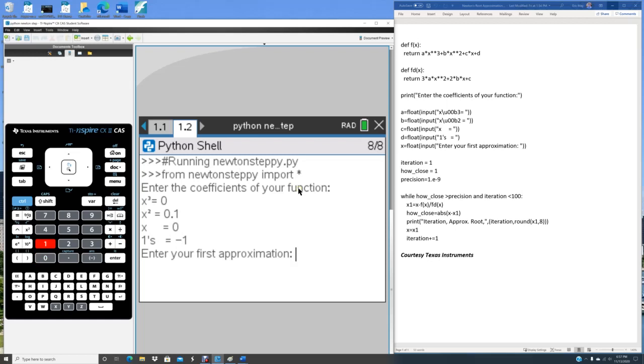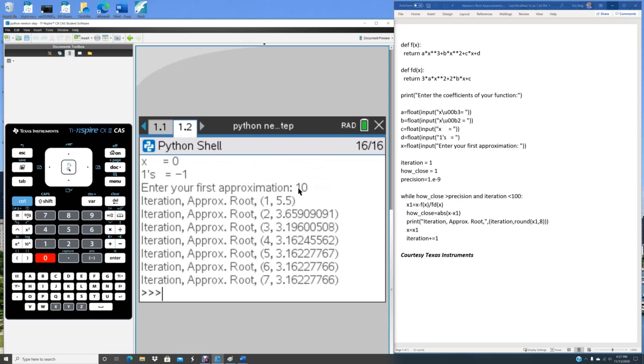And it's going to ask us for our first approximation. We'll use 10 just like we did in our graph. Enter, and just like that, it comes up with a value we want to the 8 decimal places that we were looking for. It took only 7 iterations to get it within that value.